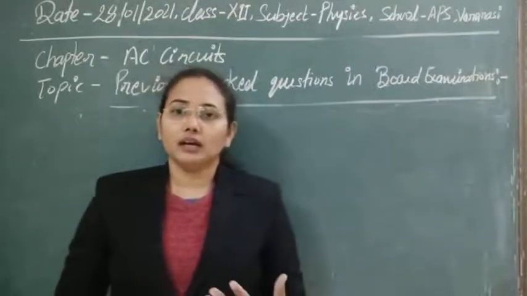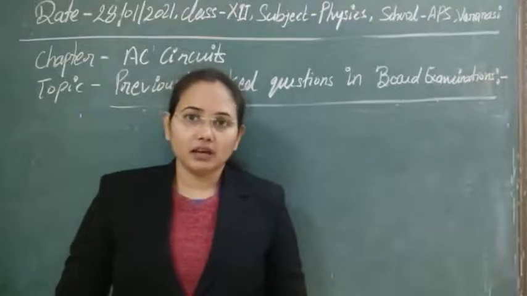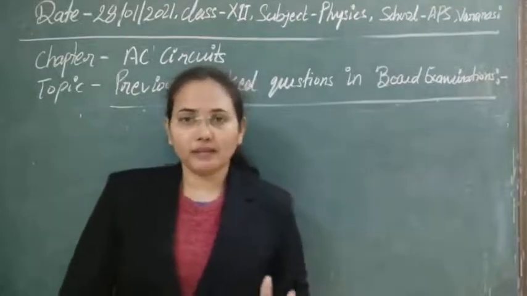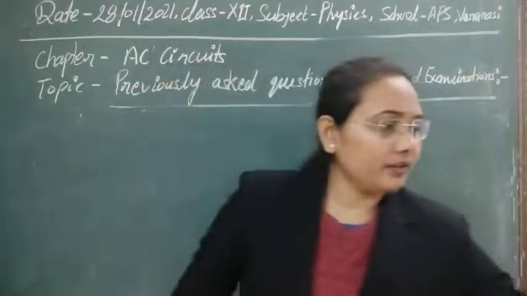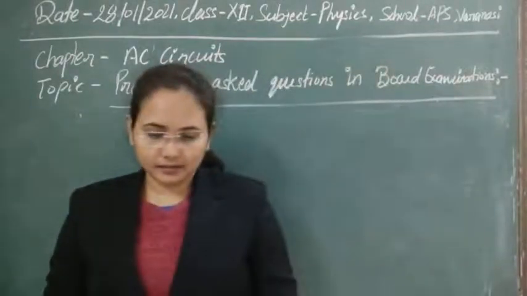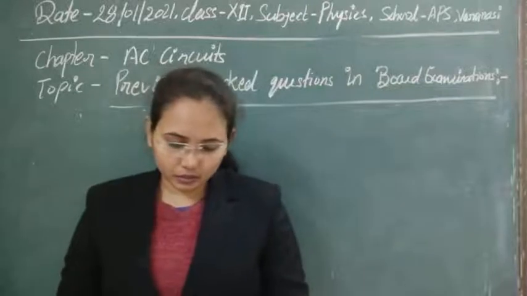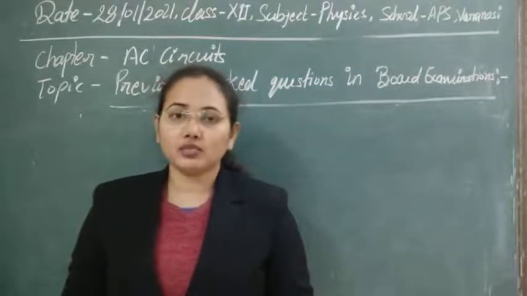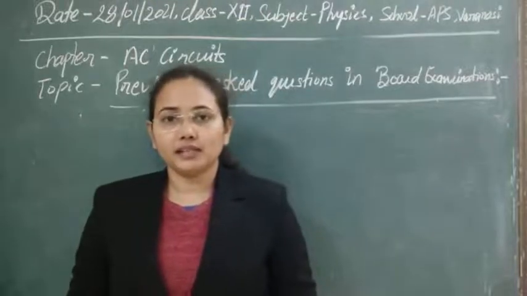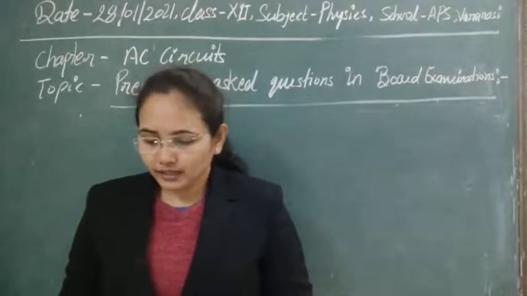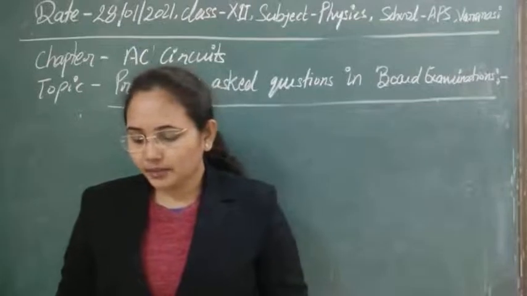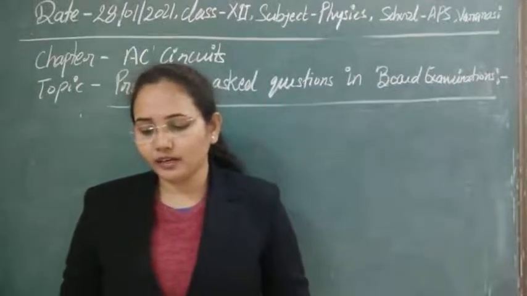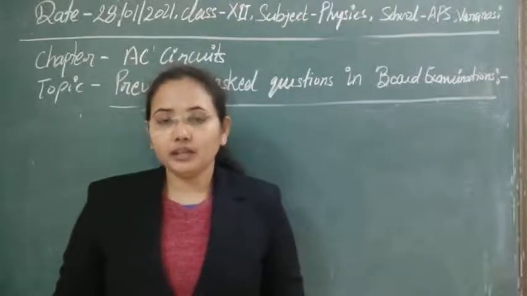Means how can you express that the current is leading or lagging? That property was asked in one of the years, in 2011. A number of questions have been asked. It is a 5 mark question again, asked from the AC circuit chapter. The question is: in an AC circuit containing a pure inductor, the voltage is ahead of current by pi by 2 in phase.